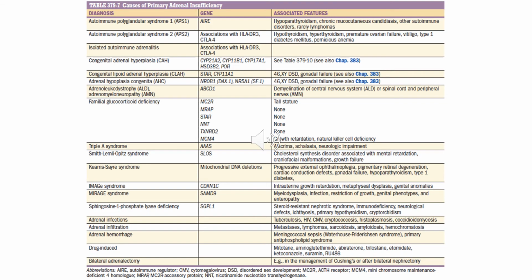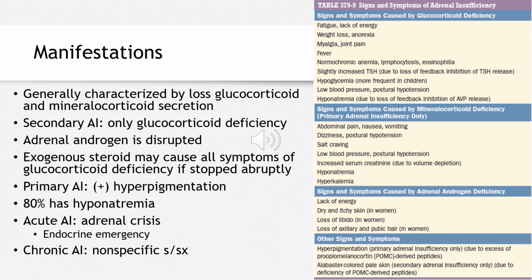This table shows us the different causes of primary adrenal insufficiency. The manifestations of adrenal insufficiency are varied. Patients with primary adrenal insufficiency usually have both glucocorticoid and mineralocorticoid deficiency. In contrast, those with secondary adrenal insufficiency have an intact RAA system. This accounts for differences in salt and water balance in the two groups of patients, which in turn result in different clinical presentations.